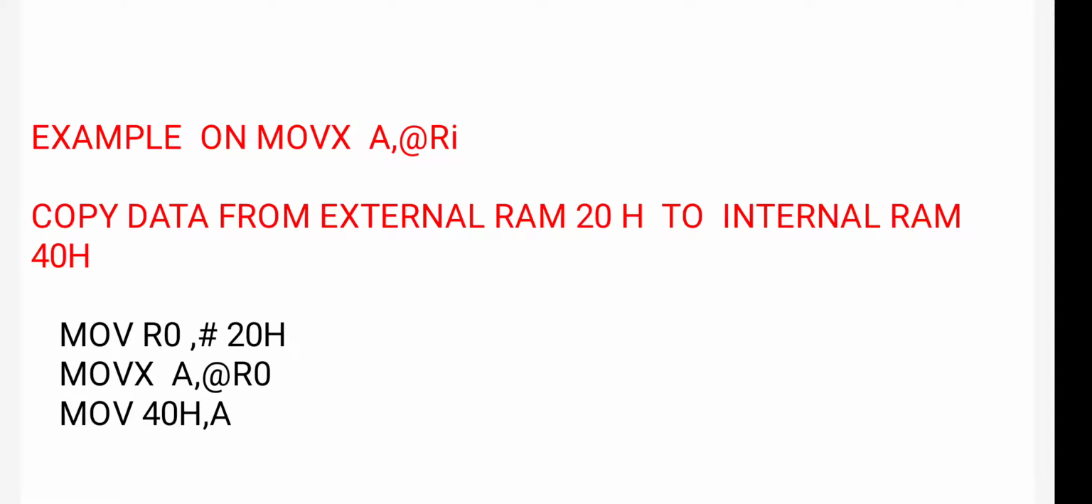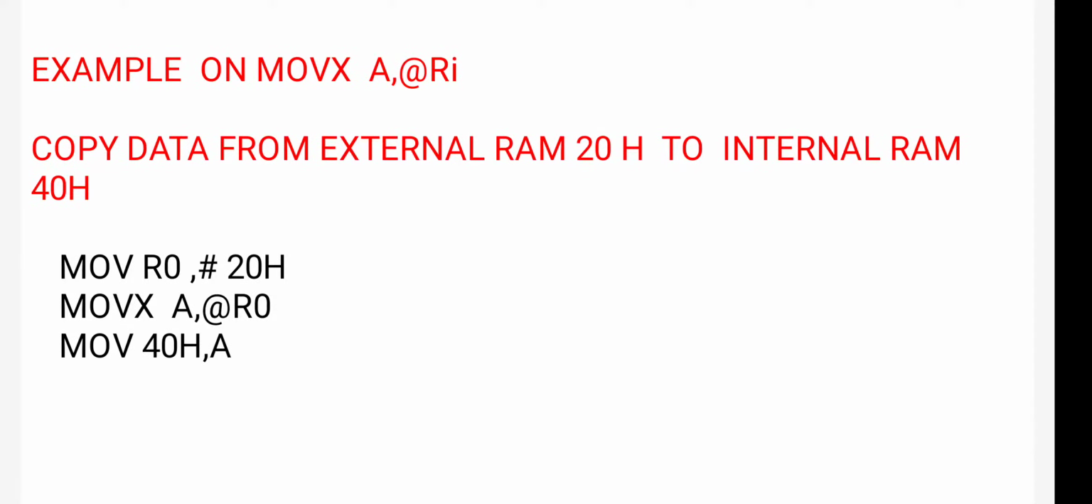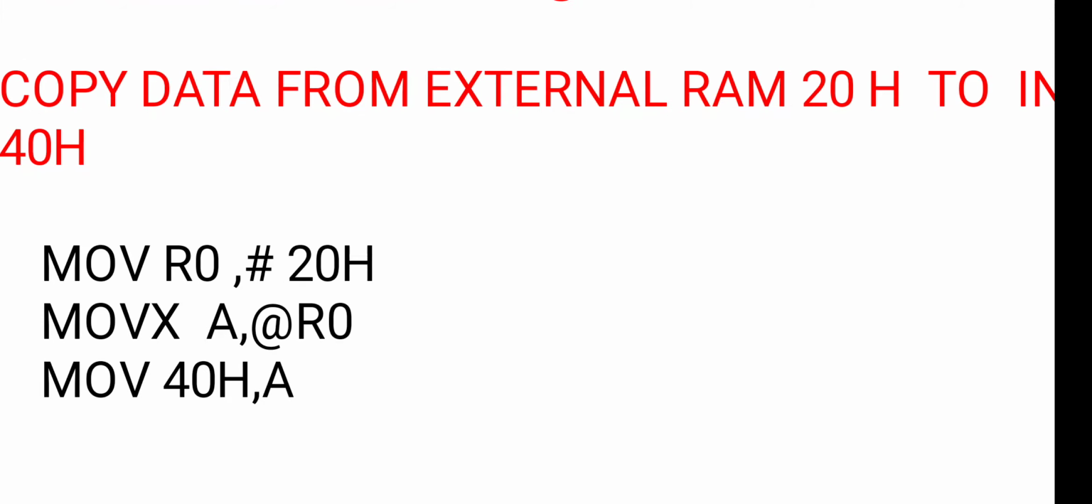The first instruction is MOV R0,#20H. This instruction loads immediate data 20H into R0. Now R0 has 20H, which means R0 can point to 20H. The 20H can be internal or external. But if we use the MOVX instruction, then 20H is an external address. So in the second instruction, we have used MOVX A,@R0. This instruction transfers the data from external RAM because we have used the MOVX instruction. So MOVX is always used with the external memory.